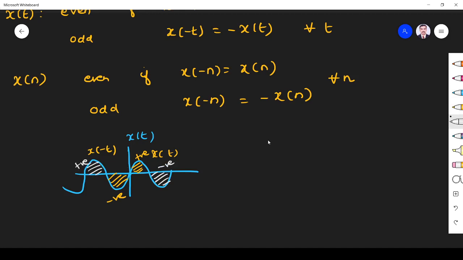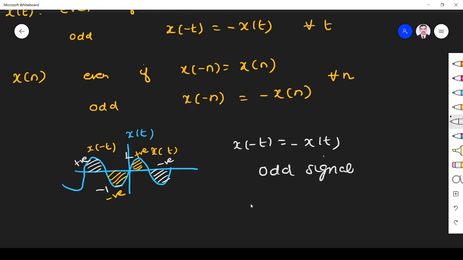So what does it indicate? What is x of minus t? x of minus t is equal to minus of x of plus t. This is plus 1, this is minus 1. Yes or no? So x of minus t is equal to minus of x of plus t. If you multiply x of t with minus 1, you will get this. Similarly, if you multiply this area with minus 1, you will get this. So this is an odd signal.